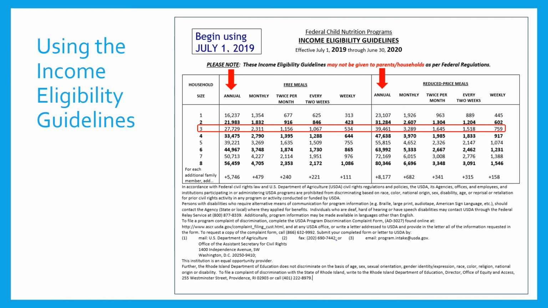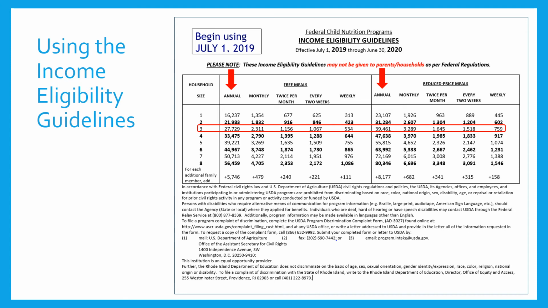For a household size of 3 to be determined as free, the annual income must be $27,729 per year or less. Based on this household annual income, they cannot be determined as free. Looking to the annual income guidelines for reduced meals, a household size of 3 must make $39,461 a year to be determined as reduced. The Garcia family makes $30,200 per year, so their determination would be reduced.